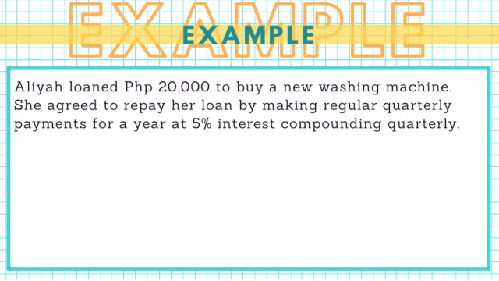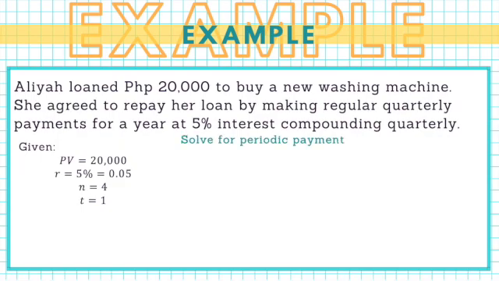To do that, let us first identify the given values. We have 20,000 pesos as the original amount that she loaned. Therefore, 20,000 pesos is our present value. Our interest is 5%, or 0.05. Our number of compounding periods per year is 4 since it compounds quarterly, and the time is 1 since the payments will be made for only 1 year.